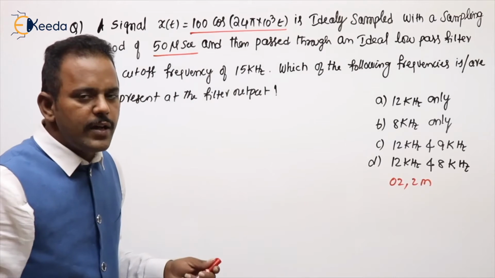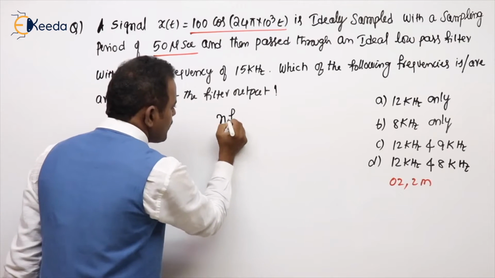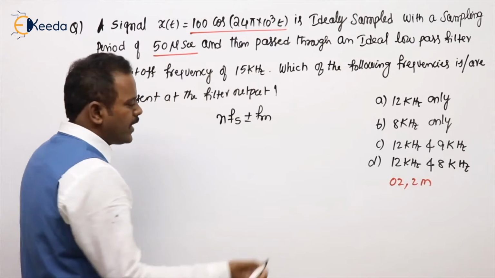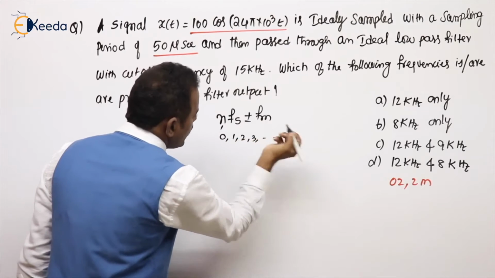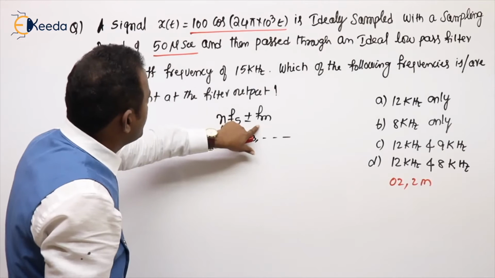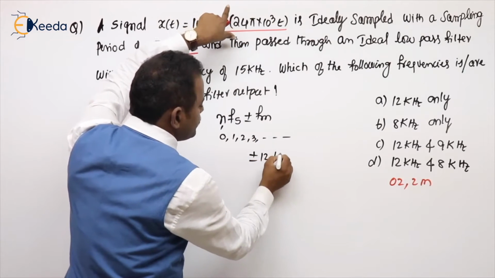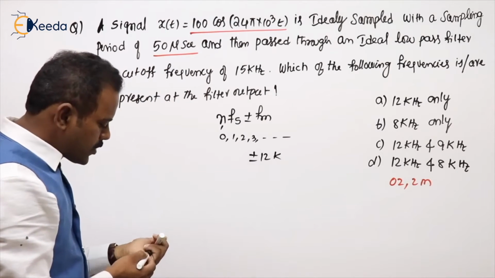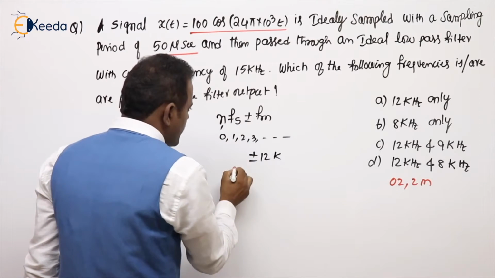So what frequencies are available in the sampled signal? The frequencies in the sampled signal are N Fs plus or minus Fm, where N is an integer 0, 1, 2, 3, 4, 5 and so on. The first one available is plus or minus Fm. What is the Fm value? It is 12K; you can see 24 pi divided by 2 pi. Next, what is available? For N value 1, Fs plus or minus Fm.